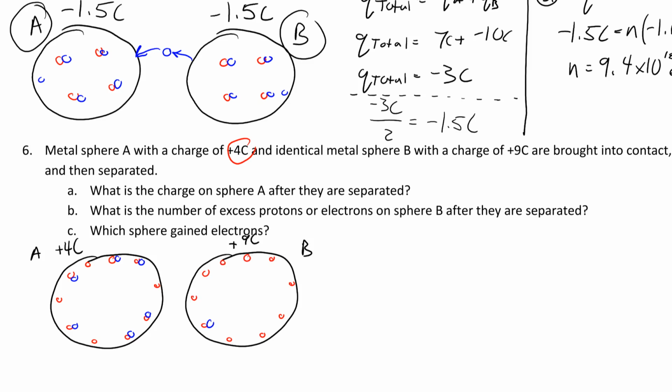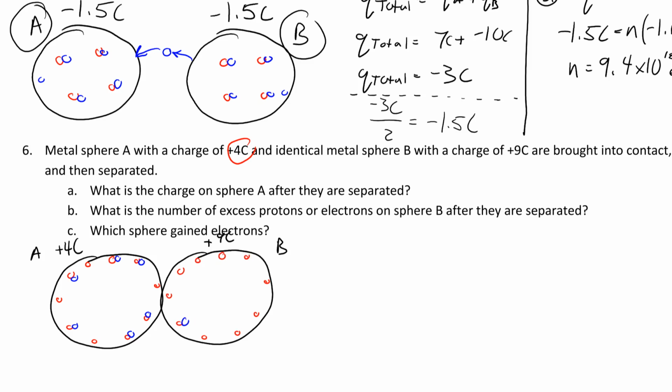Now, when they're brought into contact, what do you think is going to happen? It says, what is the charge on sphere A after they're separated? So let's bring these into contact. And now they're sharing this total charge. Again, you could write this formula: the total charge is equal to the charge of A plus the charge of B. So the total charge is equal to 4 plus 9 coulombs. In this case, they're both positive, so the total charge is equal to positive 13 coulombs.